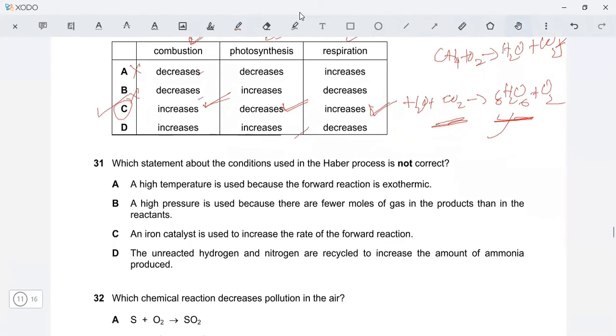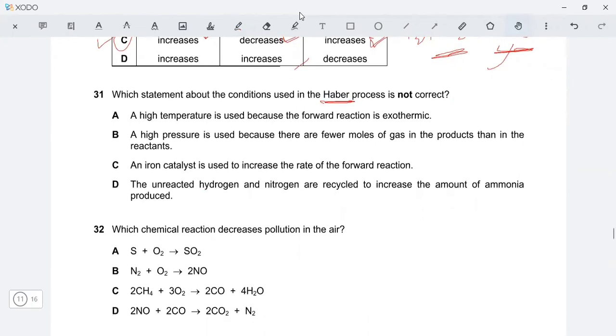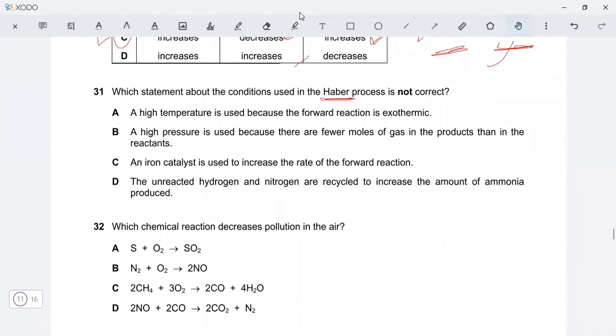Okay, next is 31. Which statement about the conditions used in the Haber process is not correct? Haber process, do you remember the manufacture of ammonia? Haber actually founded this, I mean, manufactured ammonia by using hydrogen and nitrogen. So look at it. Which statement about the conditions used in the Haber process is not correct?